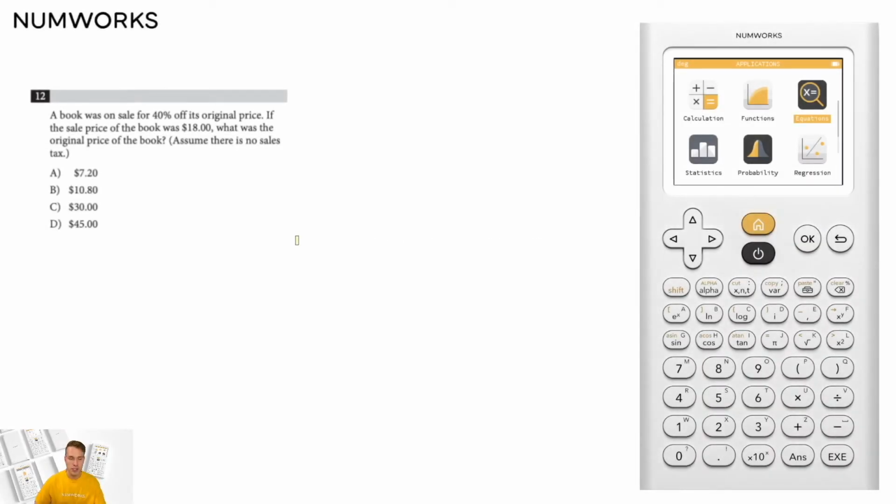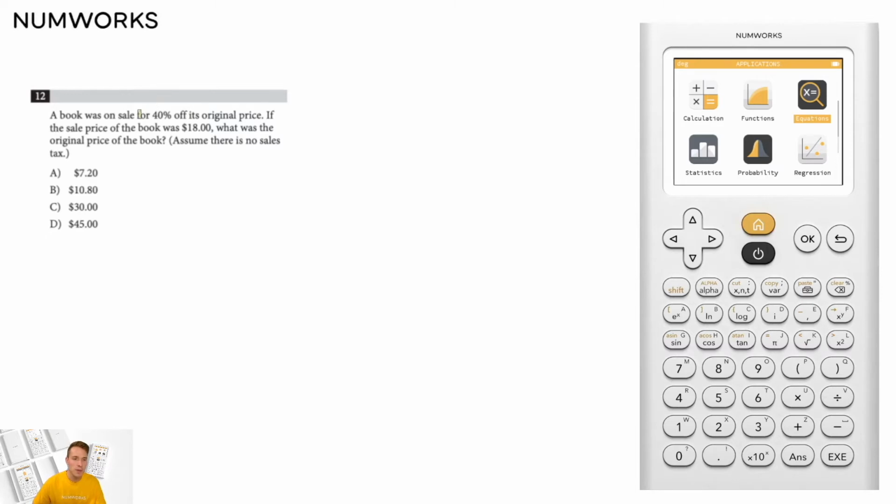Today, we're looking at question 12 from the practice SAT mathematics test. Question 12 states, a book was on sale for 40% off its original price. If the sale price of the book was $18, what was the original price of the book? Assume there's no sales tax.